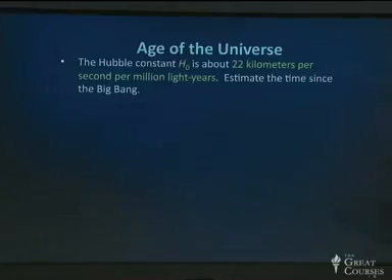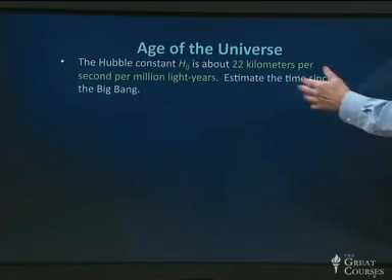Before we go on, though, let's actually do a calculation based on this Hubble constant, because it's an important quantity and it allows us already to get some important ideas about how old the universe is. So let's go over to our big screen. Let me ask a simple question here. The Hubble constant happens to have the value of about 22 kilometers per second per million light years.